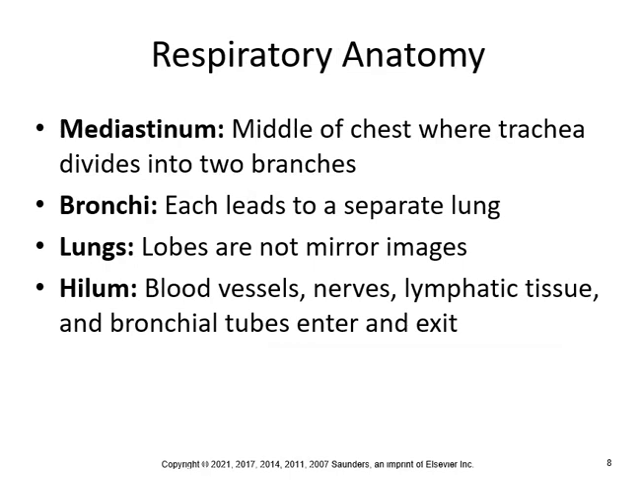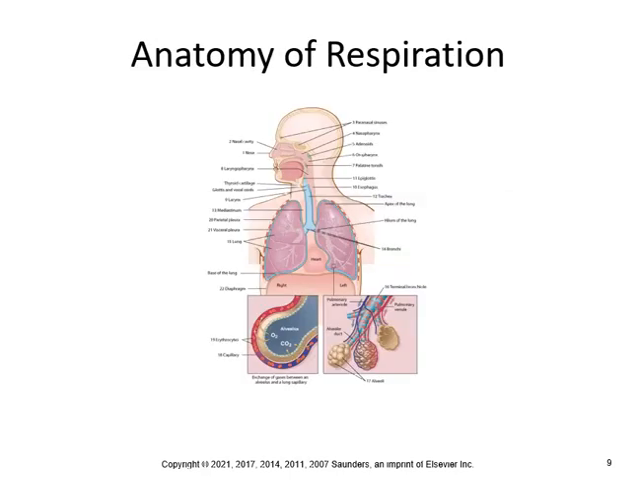The mediastinum is the middle of the chest where trachea divides into two branches. The bronchi leads to a separate lung. The lungs' lobes are not mirror images. Remember, the right lung has 3 lobes and the left has 2. The hilum is where the blood vessels, nerves, and lymphatic tissue and bronchial tubes enter and exit. So if you look at the anatomy of the respiratory system, here are the lungs. The right lung has 3 lobes, the left has 2.